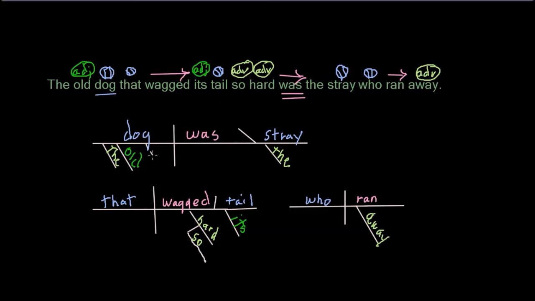I like to start the dotted line out slanted, just like any other adjective, and then it changes direction if necessary to go find that relative pronoun. In this case, that. And in the second case, we can pretty much just go straight, I think. Dotted line from stray down to who. Who is modifying stray. In fact, the whole phrase, who ran away, is modifying stray, just as that wagged its tail so hard is modifying the dog. And we're finished.